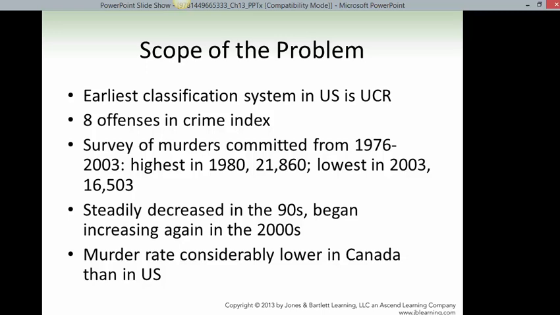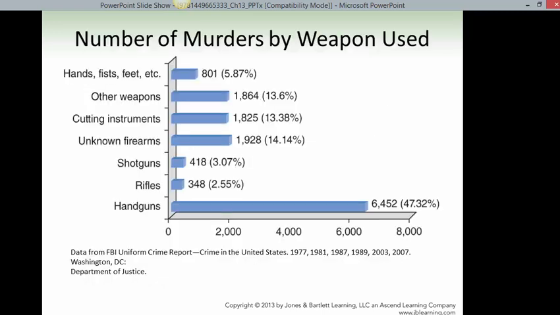Scope of the problem. Earliest classification system in U.S. is the Uniform Crime Report, UCR. 8 Offenses and Crime Index, survey of murders committed from 1976 to 2003, highest in 1980 with 21,000, lowest in 2003 with 16,000. Steadily decreased in the 90s, began increasing again in the 2000s. Murder rate considerably lower in Canada than in the United States.